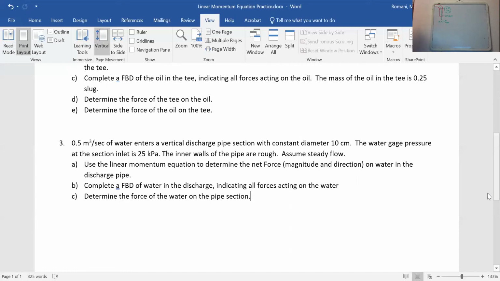Okay, hopefully you got that information down, and just thinking about what we're supposed to do, the first thing we're supposed to do is use the linear momentum equation to determine the net force, magnitude, and direction on any water that's in that discharge pipe. So let's go to the board and start working on that.